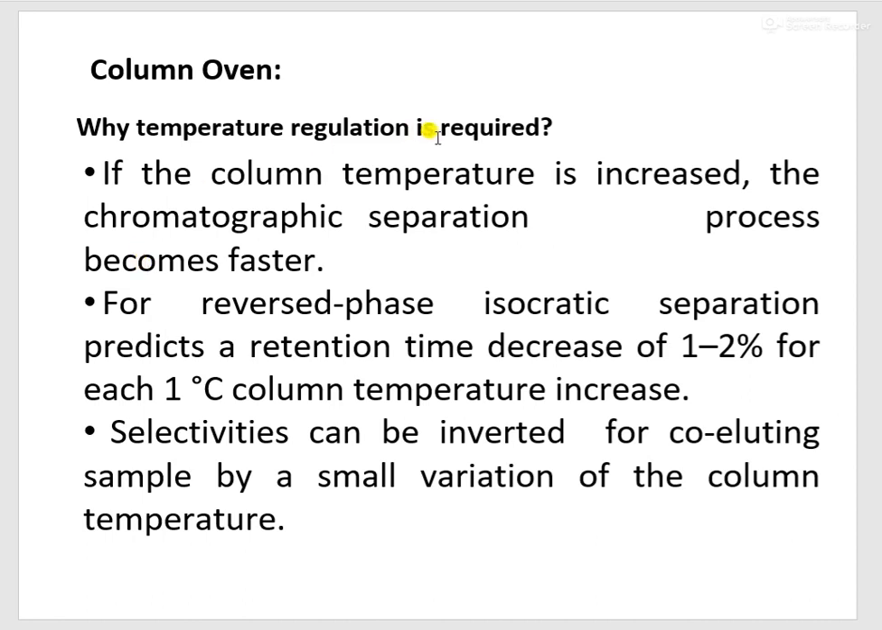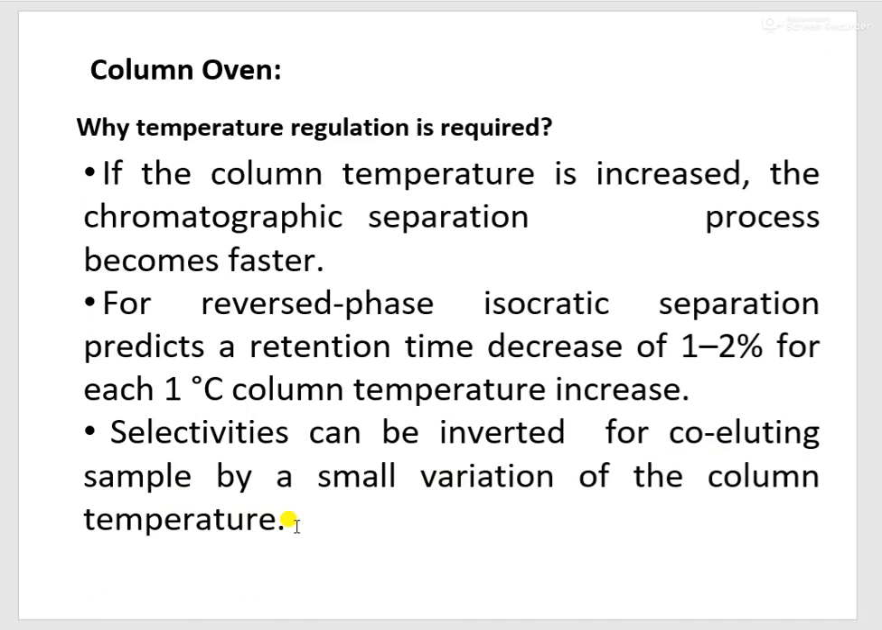First, we will discuss about column oven. Why temperature regulation is required during HPLC analysis. If the column temperature is increased, the chromatographic process becomes faster. For reverse phase isocratic separation predicts a retention time decrease of 1 to 2% for each 1 degree centigrade column temperature rise or increase. Selectivities can be inverted for co-eluting sample by small variation of column oven temperature.